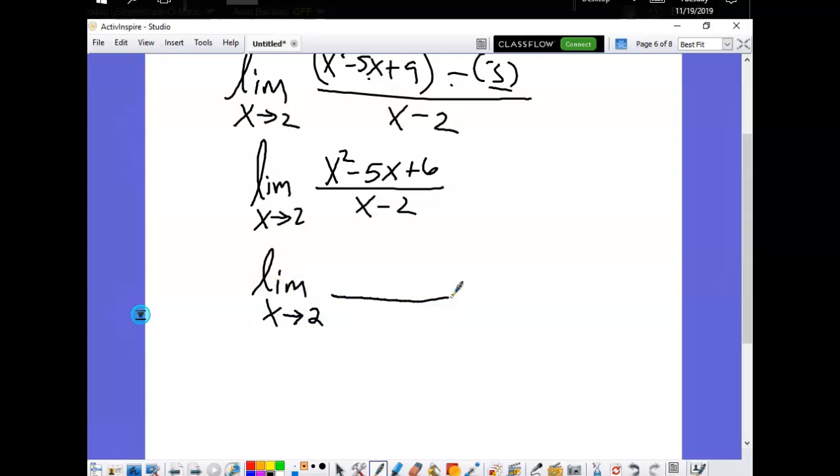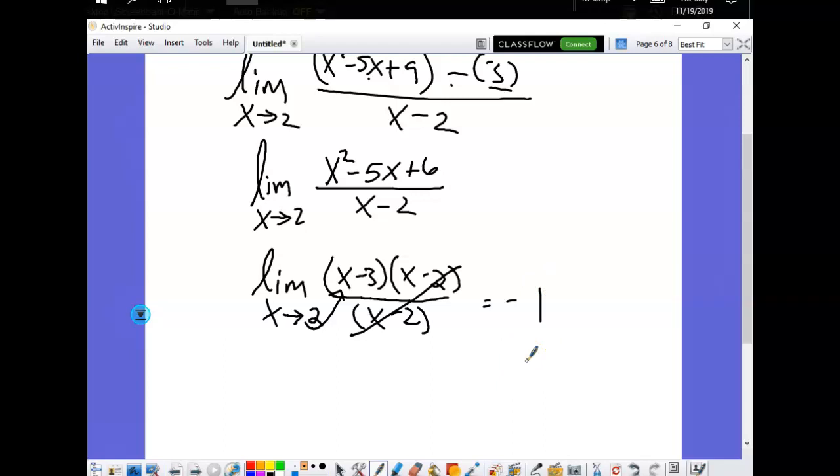All right, what's on the top? X minus 3. X what? Minus 3. X minus 2. Okay, X minus 2. All right. Remove the discontinuity. Direct sub. Negative 1.